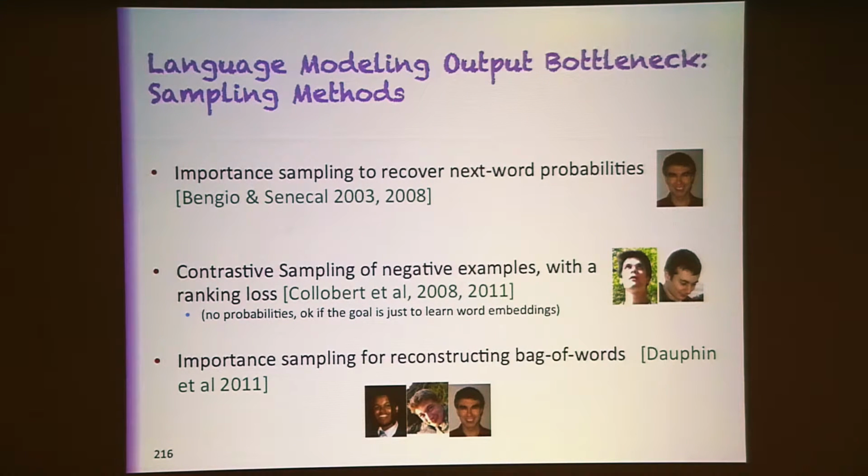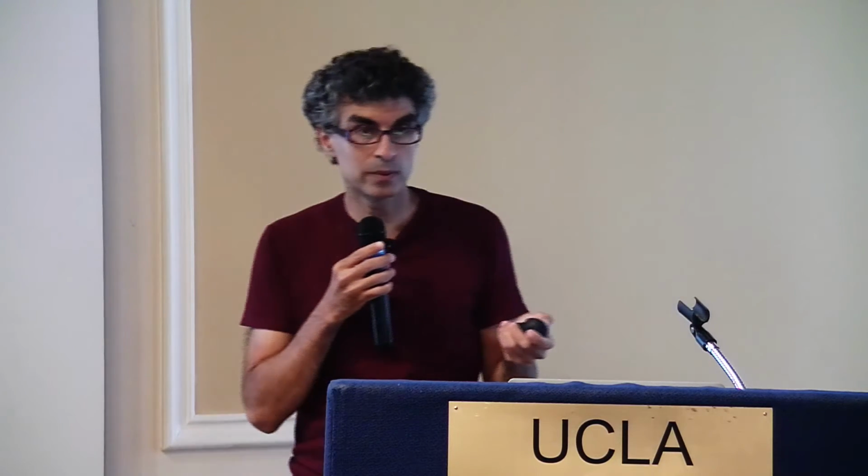So there are also sampling methods that have been proposed to get around this issue of this output bottleneck. I came up with an importance sampling scheme several years ago. And then Colbert and his collaborators came up with a very simple idea. I mentioned that earlier today when I talked about sampling, corrupting your example into some negative example, and then making the energy of the observed one lower and the energy of the negative example higher, so long as the difference was above some threshold. That's exactly what they're doing. So it works really well. The only problem is that it doesn't give you probabilities as output.